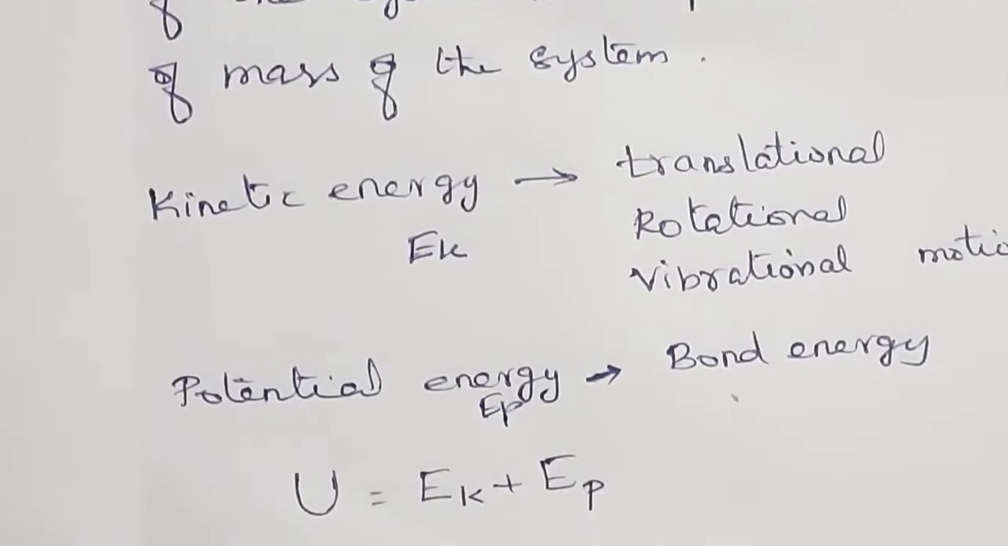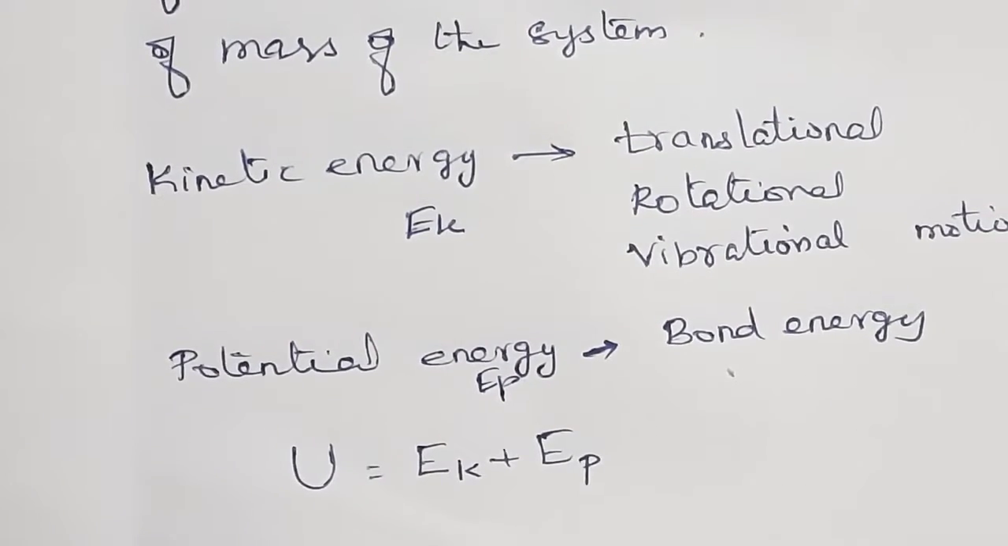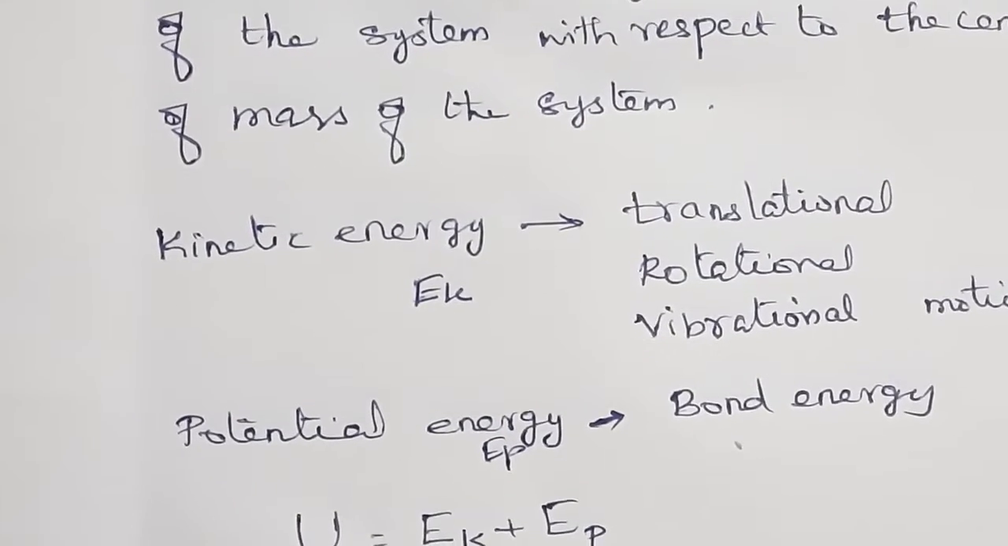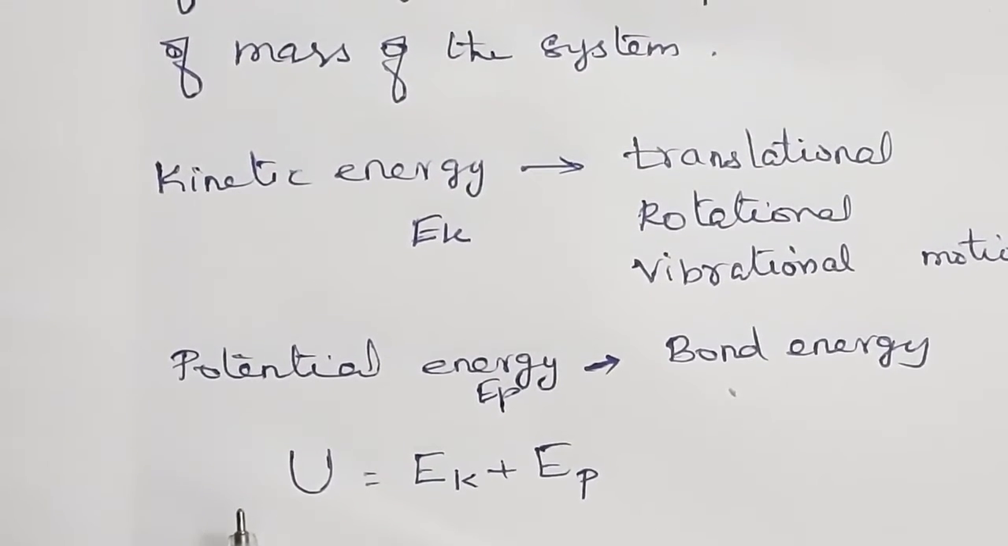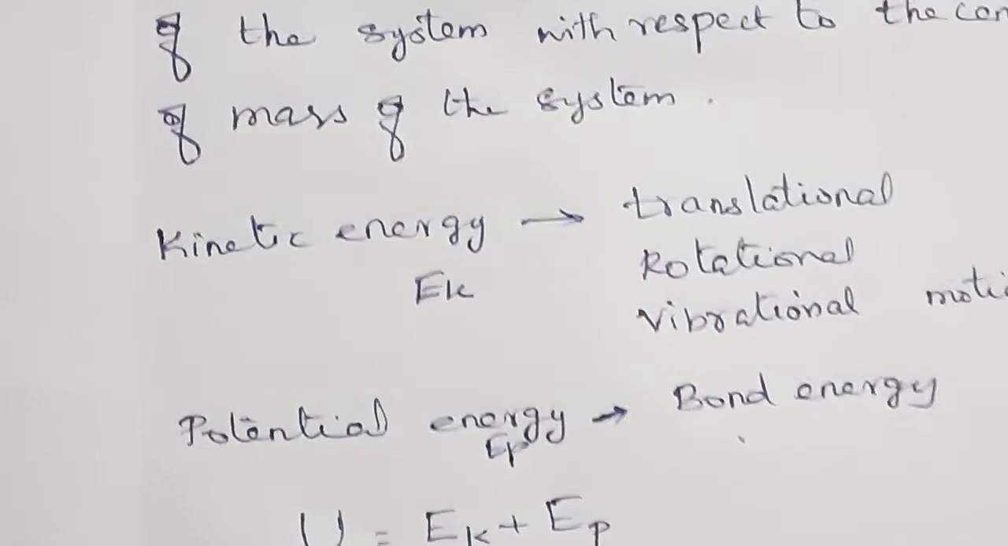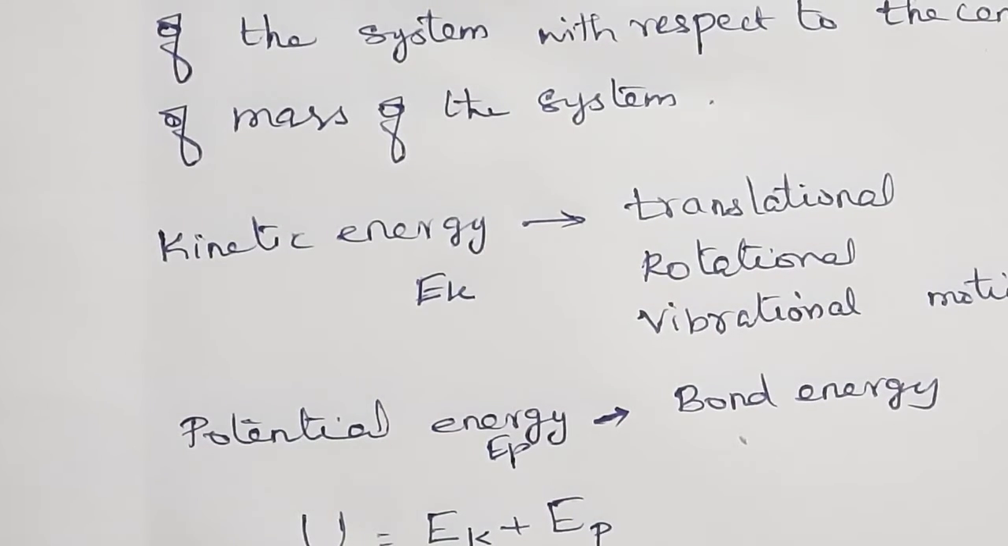So what is the total energy? The total energy of a thermodynamic system is denoted by the symbol U. U is equal to EK plus EP, that is, the sum of kinetic energy and potential energy.